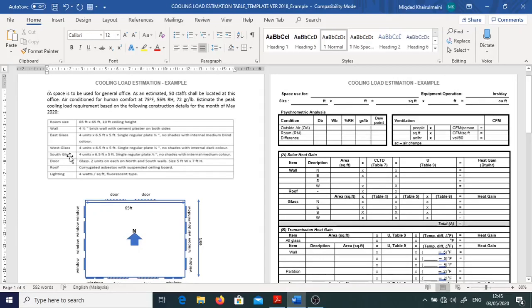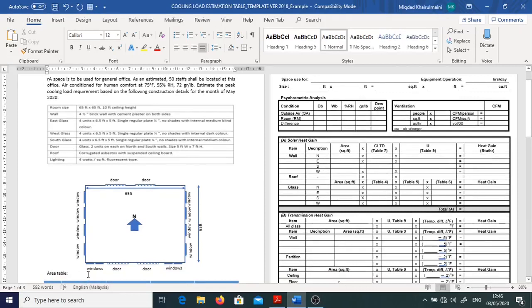And then on the west, there are also 4 windows. The size of the window is given, the type of glass is given. Also, there are no shades, there are no trees, there are no buildings blocking the window. But on the inside of the window, there is an internal dark color blind. On the south glass, we also have 4 windows. The size of the window, the type of the glass, no shades blocking the glass, and on the inside there is a medium color blind.